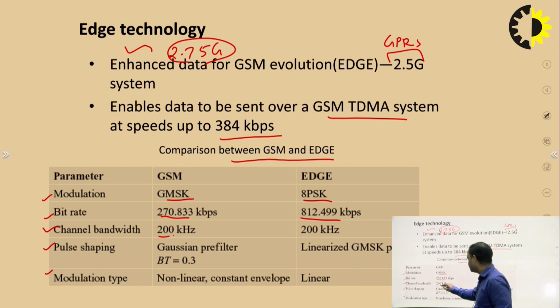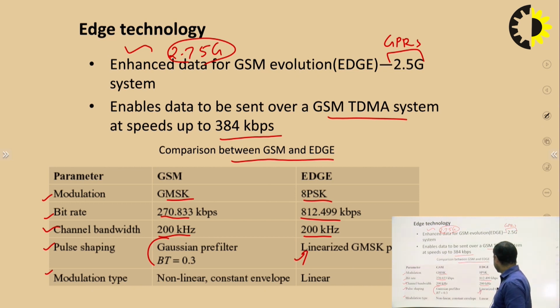The 200 kilohertz band is there, and in EDGE the same 200 kilohertz band is there. The pulse shaping technique used in GSM is the Gaussian pre-filter, with BT, the bandwidth time product, equal to 0.3. But in the case of the EDGE network, linearized GSM pulses are used for pulse shaping to reduce the ISI.